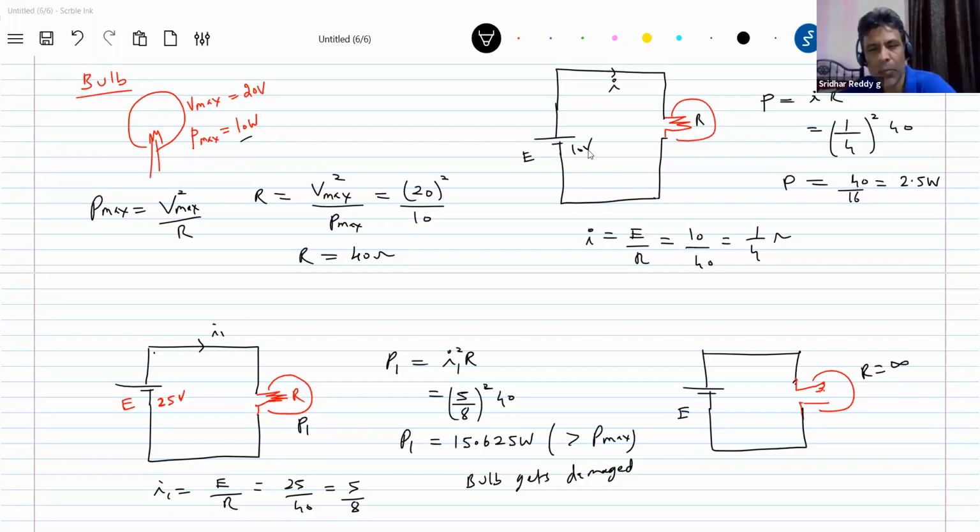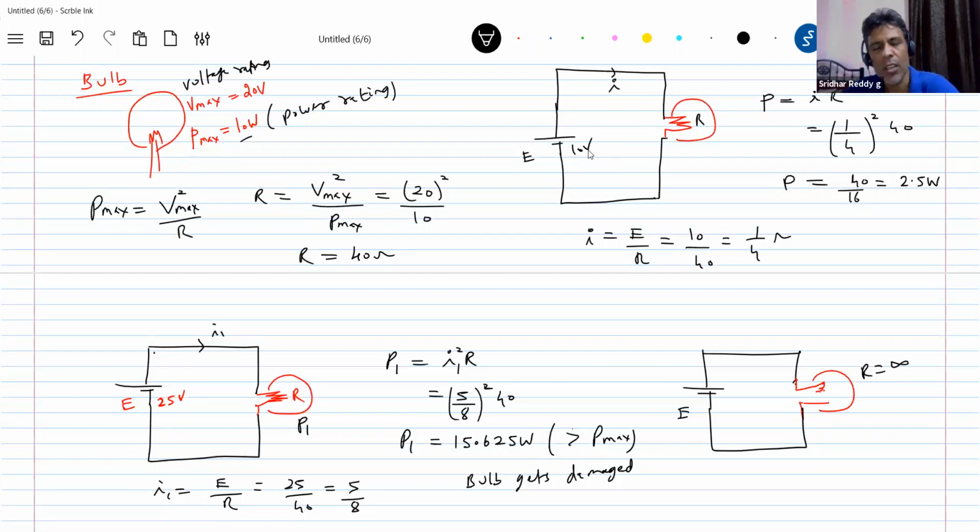So when the power dissipated across the bulb is greater than P max, the power rating. What is this P max? This is called the power rating, and this is called the voltage rating. So when the power dissipated across the bulb is greater than the power rating, it will get damaged. Or when you connect a bulb across a source whose voltage is greater than the maximum voltage rating, the bulb will get damaged here.